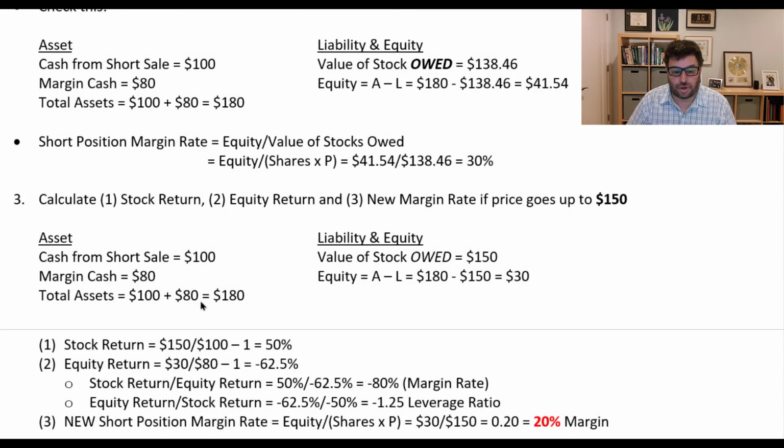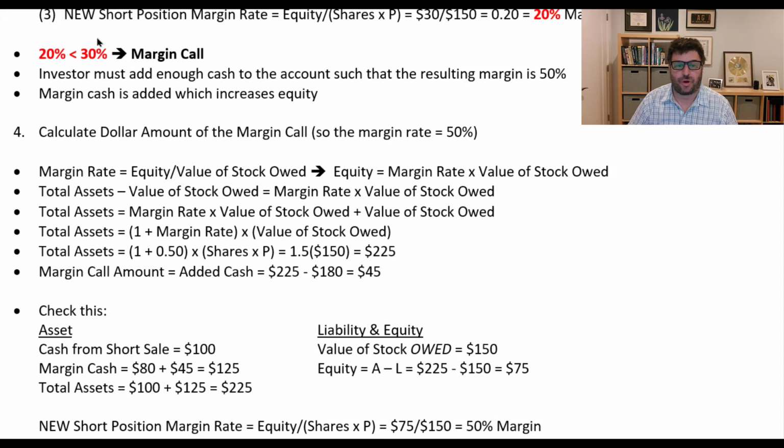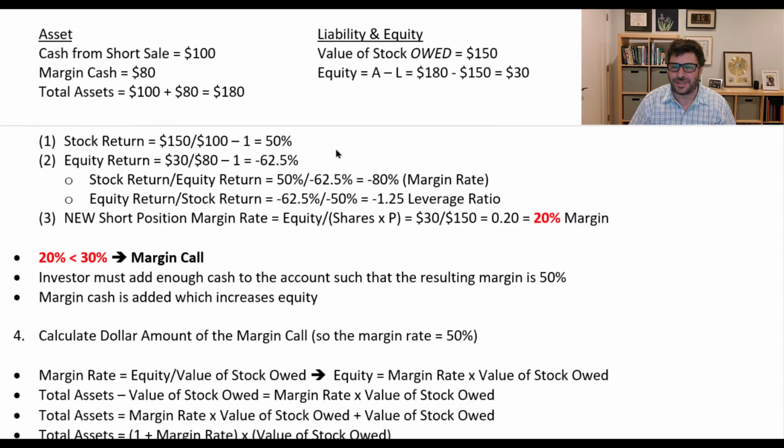And remember, a margin call is when the stockbroker calls cash from the account holder in order to increase the margin rate. And let's see what the mechanics look like. So again, the 20% margin is below this 30% number, which is the margin call. And so the investor must add enough cash to the account such that the resulting margin is 50%. And margin cash is added, which increases equity. So let's figure out how much cash needs to be added to the account to bring the margin rate back to 50%.